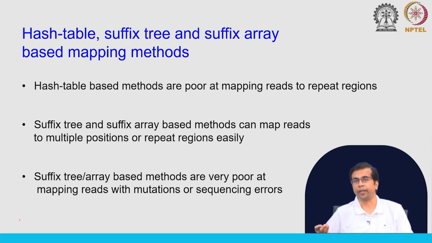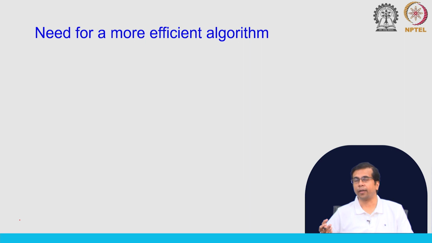So, this is not suitable, right. If you are discarding a read because there is a mismatch, then we will probably discard a large fraction of the data. So, is there a way to do better, right. What we have seen, these two algorithms, they can do some of these tasks pretty well, but we probably need a more efficient algorithm, right.